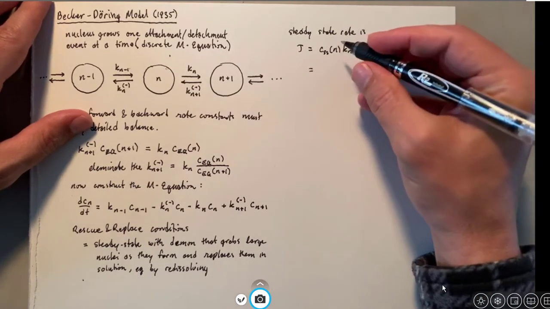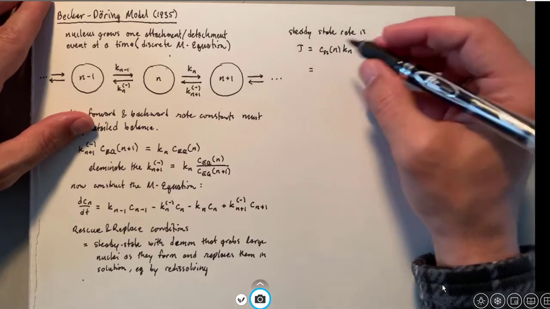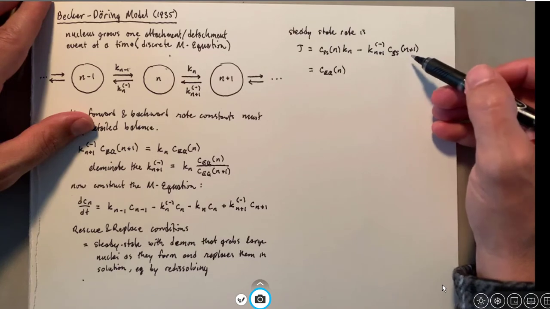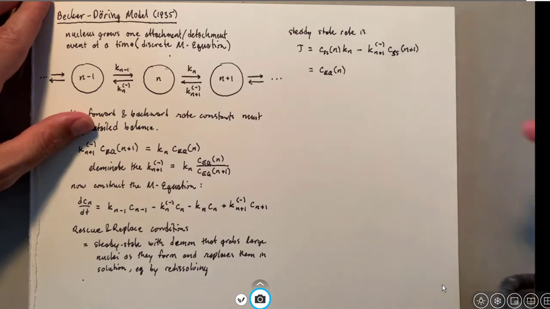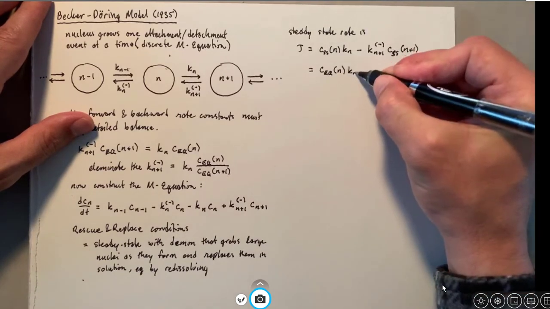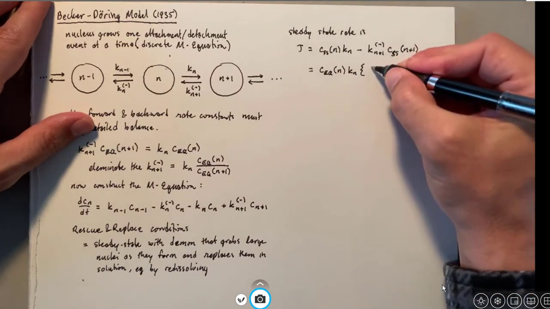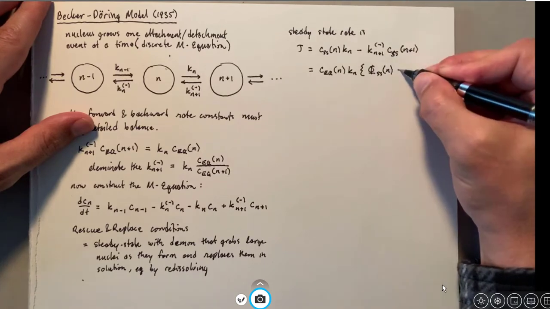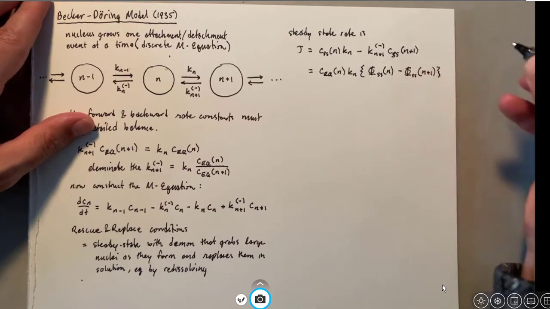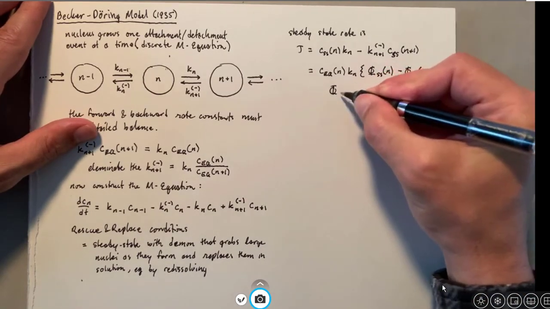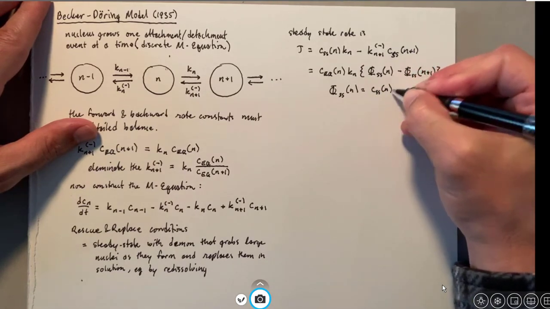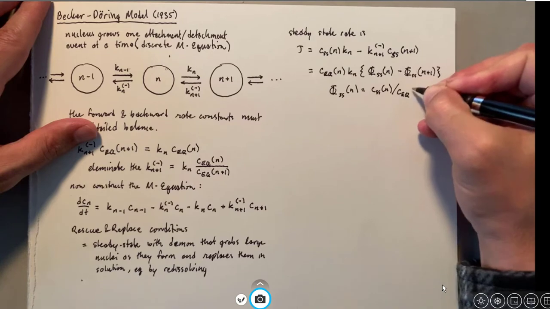But what we're going to do is factor out the equilibrium populations and write the steady state populations as a ratio of the steady state to the equilibrium. So I'm going to factor out C_eq of n, the equilibrium concentration of n-mers, times the forward rate constant, and I'm going to leave behind a function phi of n minus phi steady state of n plus 1. Let's see what this function phi has to be to make this a valid equation. It has to be the concentration at steady state of n-mers divided by the concentration at equilibrium of n-mers.